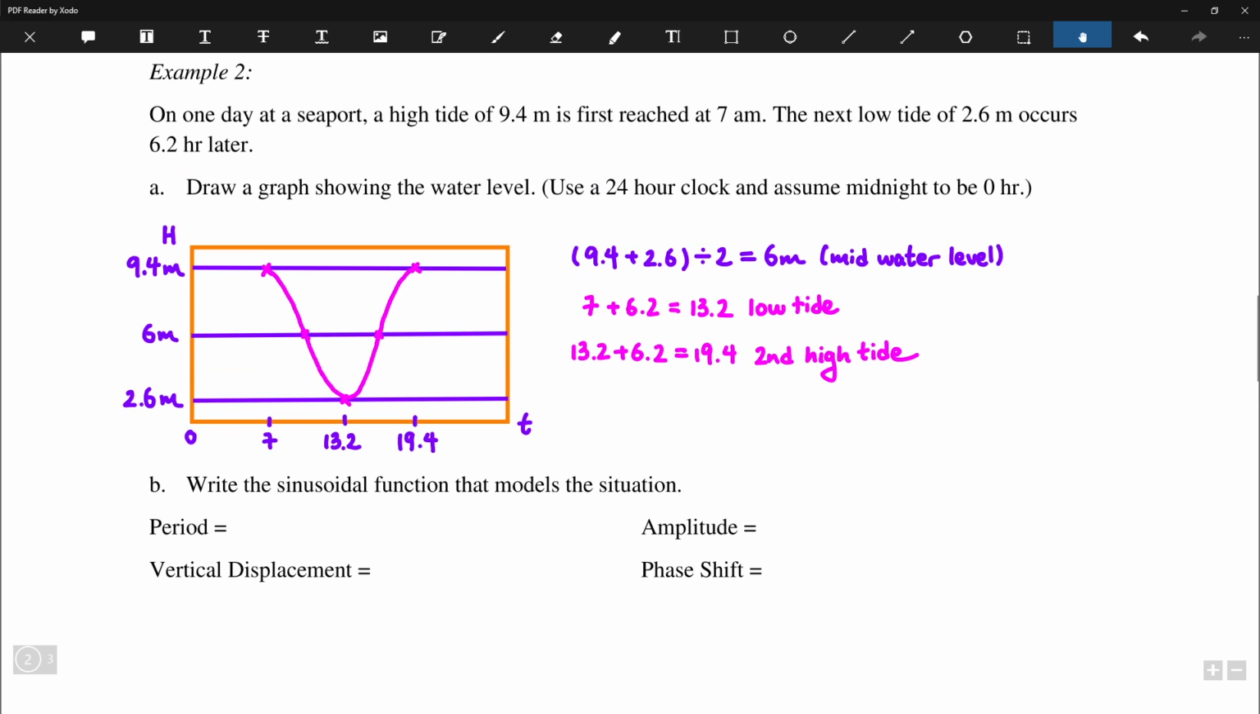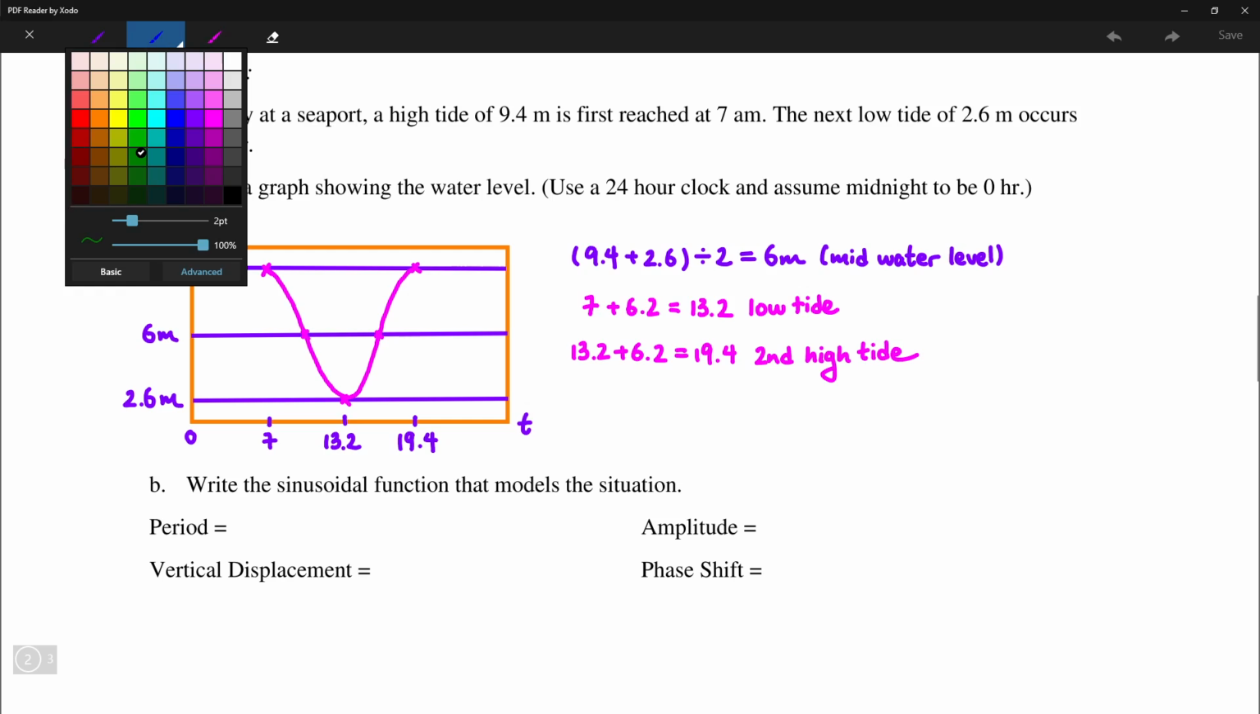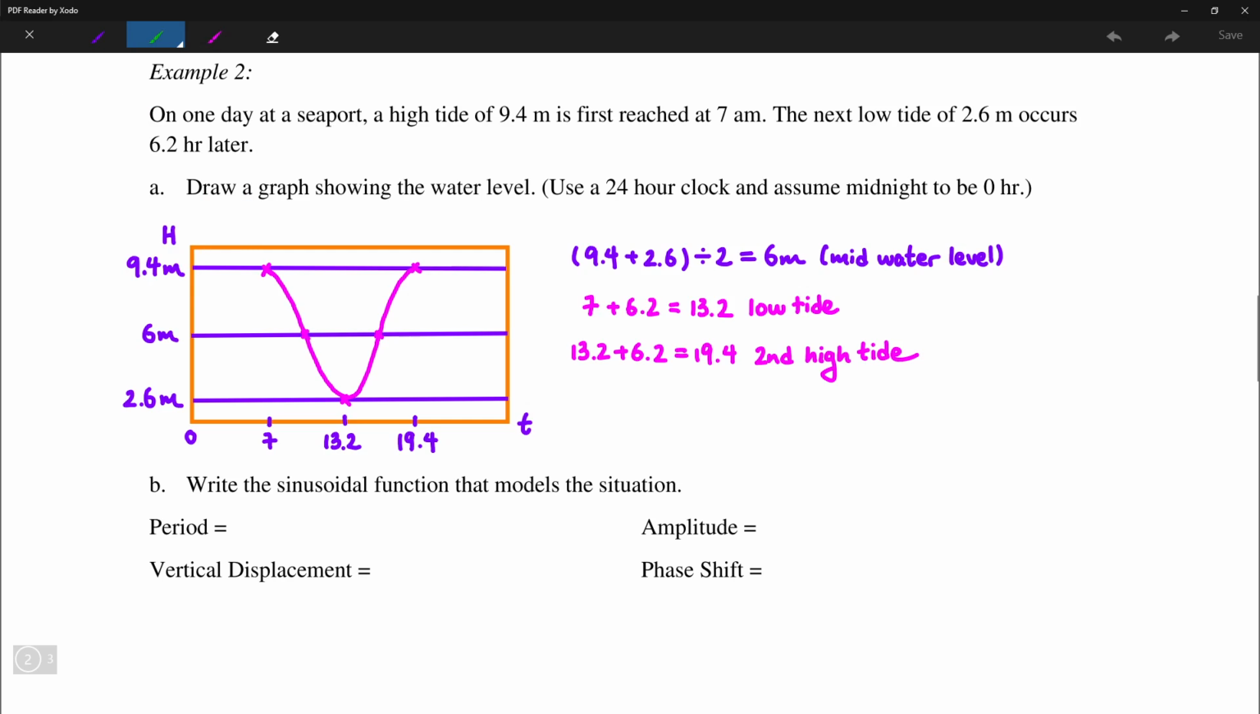So with this graph, we can write a sinusoidal function that models the situation. We now know what the period is. From one high tide to the next, it has been 12.4 hours. Just going to go ahead and write that in. So the period is 12.4, and we know that it's because of a high tide to the next high tide. If the question was worded so that we have only the high tide and the low tide, then we will take the time difference and multiply that by 2. That's kind of what we did. We just mathematically figured out when the next high tide is.